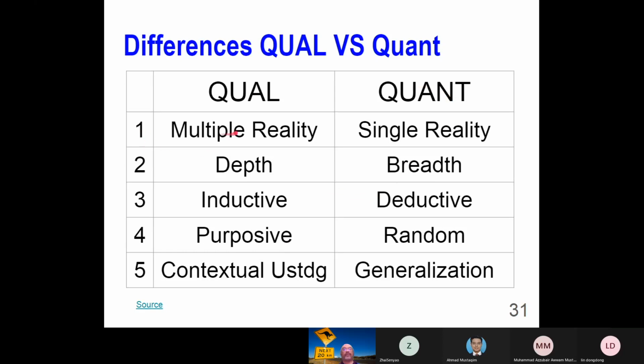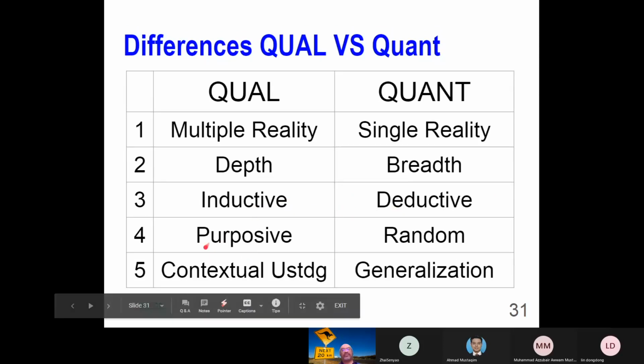Number 1 is about the philosophy. How do they see the world? What is reality? Qualitative is multiple realities, quantitative is single reality. Number 2: qualitative is to inquire about something, in-depth examination, in-depth research. Quantitative is on the substance, the breadth. This one is inductive, this one is deductive. What about the sampling? Purposive versus random. And then contextual versus generalization. Now we're going to discuss one by one.